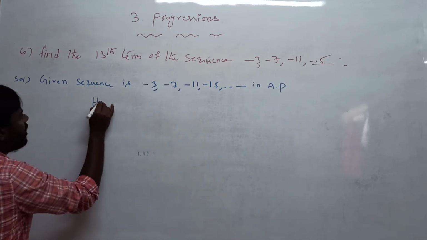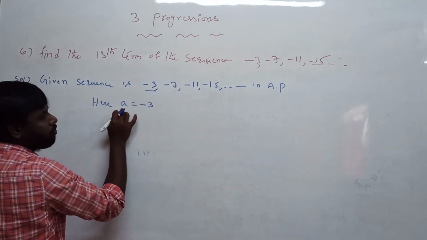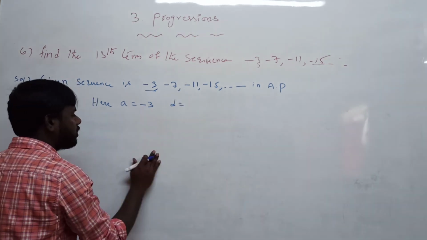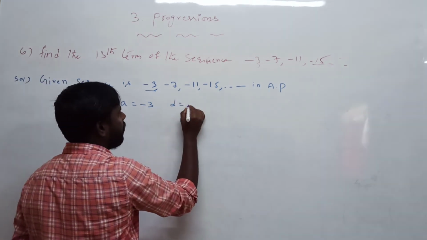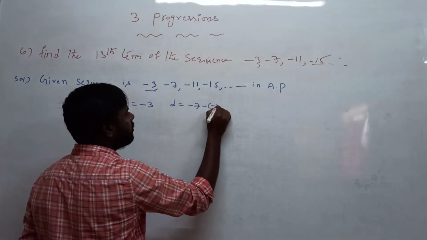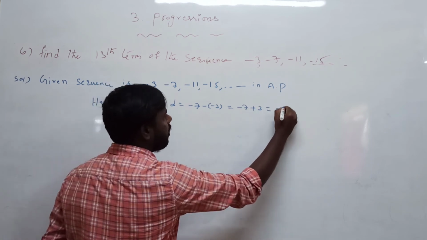Here, what is the first term? The first term is minus 3. The first term is denoted by small a. Small a is equal to minus 3. d is equal to the common difference: any term minus before term. I am taking the second element, minus 7, minus the before term, minus 3. That is equal to minus 7 minus of minus 3, which is minus 7 plus 3. Minus 7 plus 3 is minus 4.